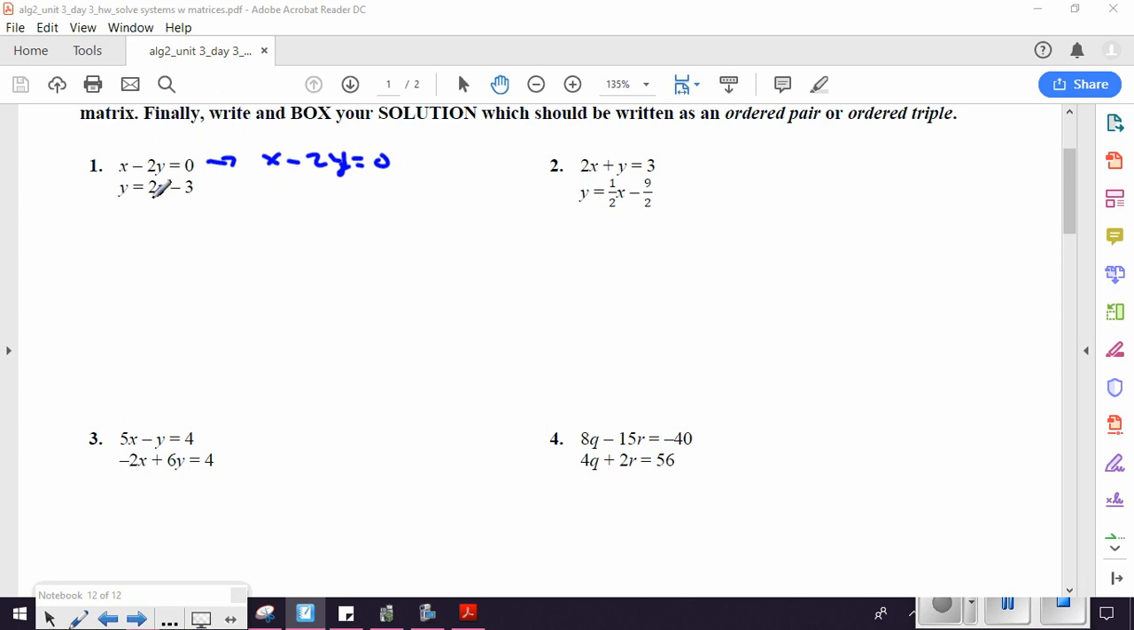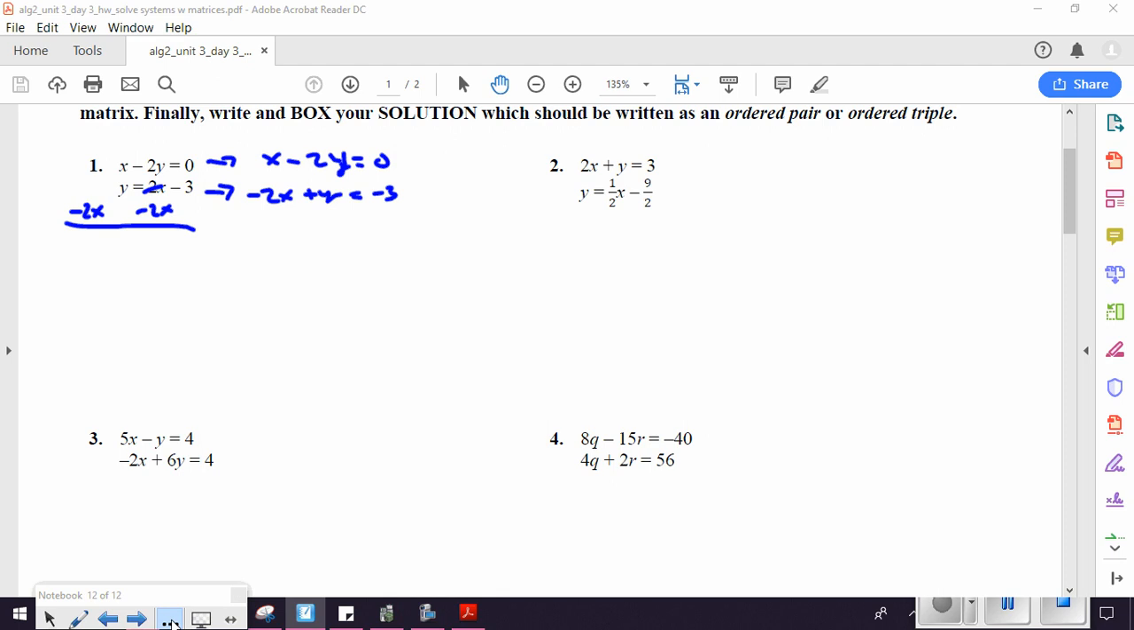Now, the second equation is written in slope-intercept form. So that means I have to take away 2x and bring it back to the same side that y is on. So when I do that, then the equation would say negative 2x plus y equals negative 3. Now both equations are in standard form. My x's are first, both of the time, and my y's are second, keeping them in alphabetical order.